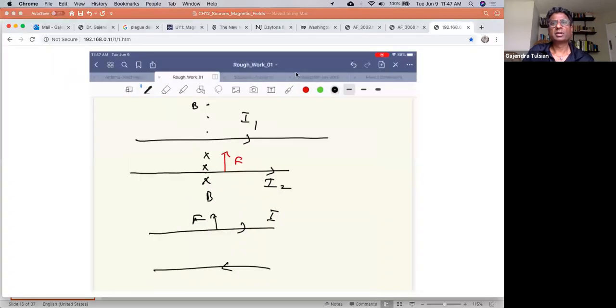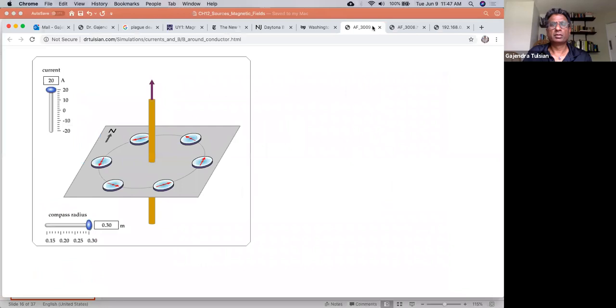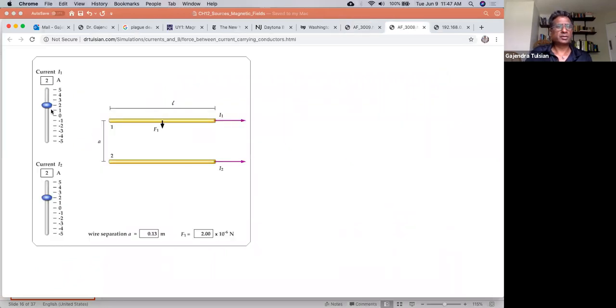Let me show you a little simulation. If there is current in only one of the wires, there's no force between them. And of course, if both currents are 0, there won't be any force between them. If the two currents are in the same direction, there's an attractive force between them. This one is attracting that one, and what is this one doing to that one?